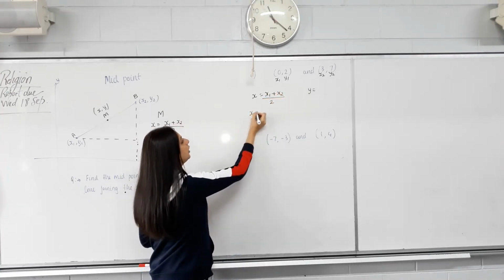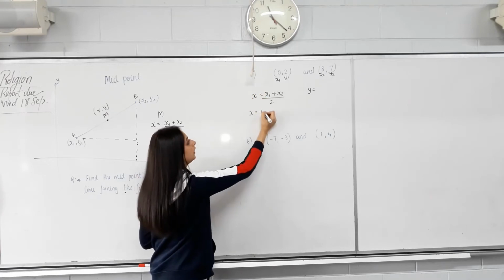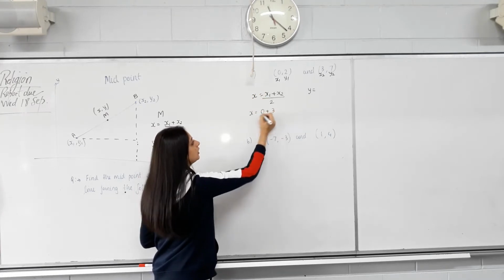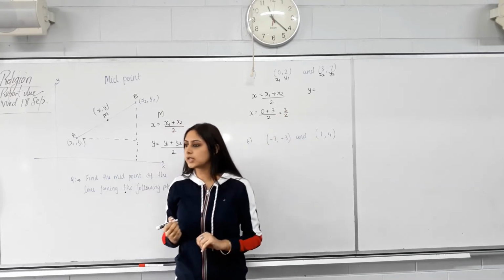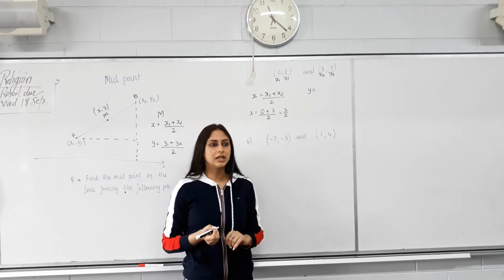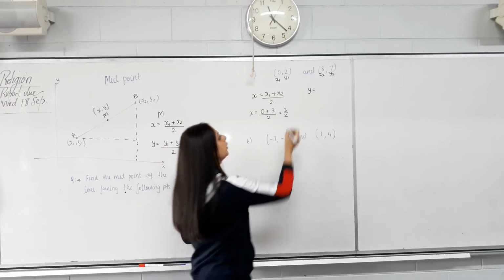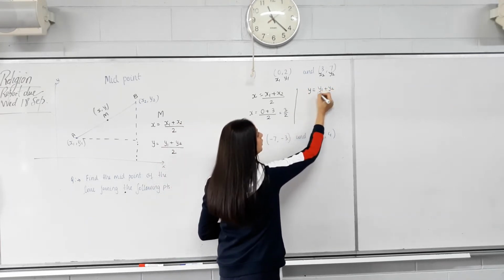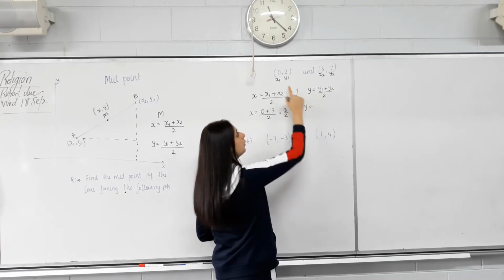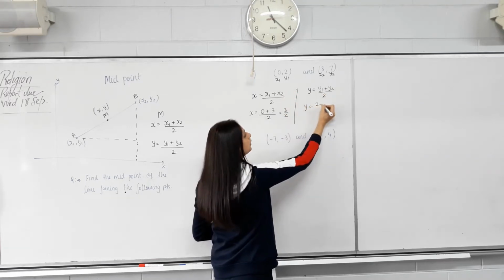Let's do that. What's x1? 0. x2? 3. Do I write it in decimals? No, it's a fraction. Next one, y: y1 plus y2 over 2. y1 is 2. y2 is 7.